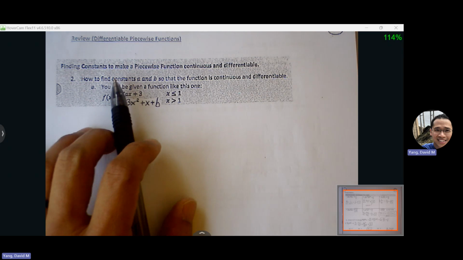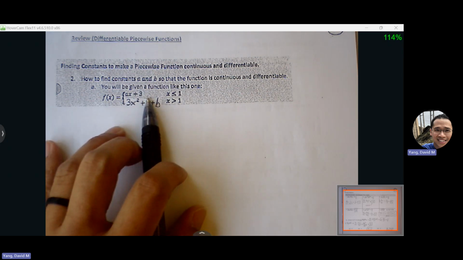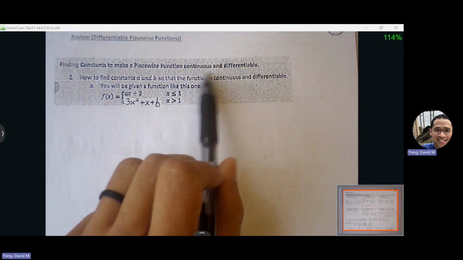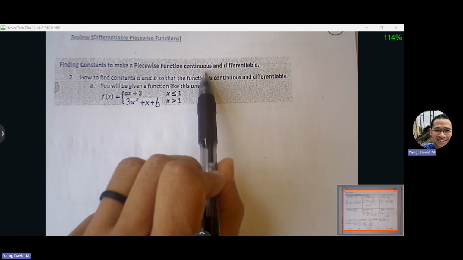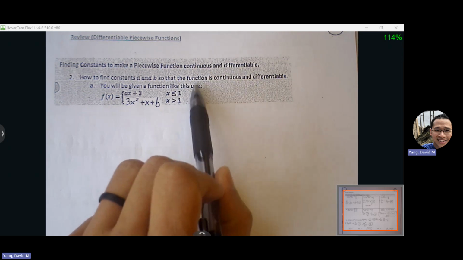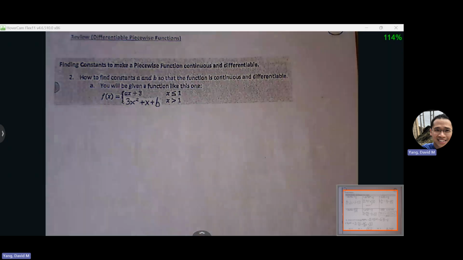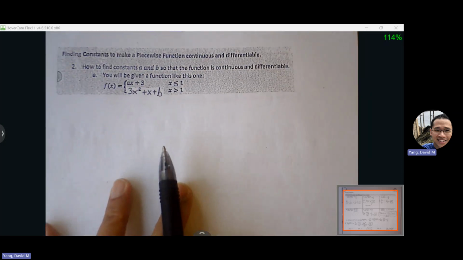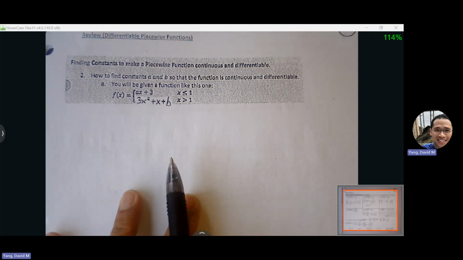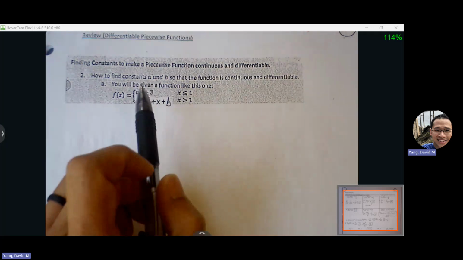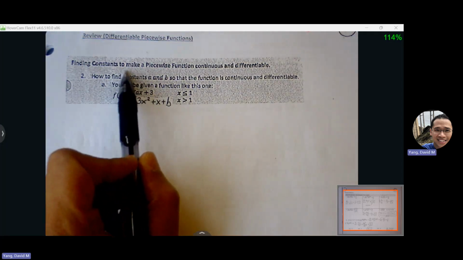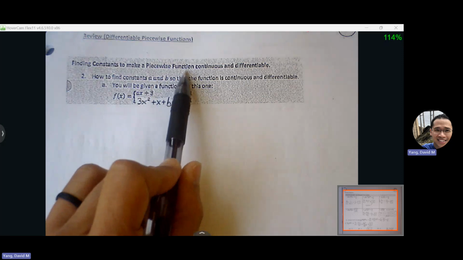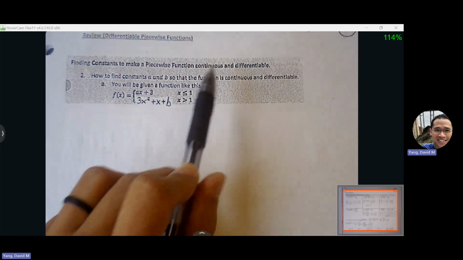So this is a very, very specific type of problem, but the reason I want to put this on the test is because this is a very common problem to see on the AP exam. They love to ask these types of questions. So I just want to show you what this looks like. It says find constants to make the piecewise function continuous and differentiable.